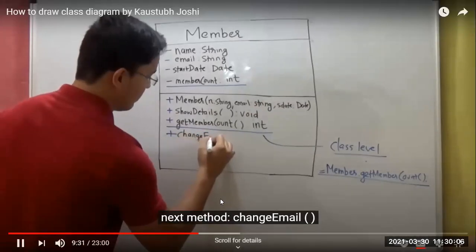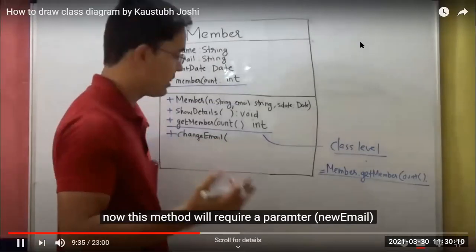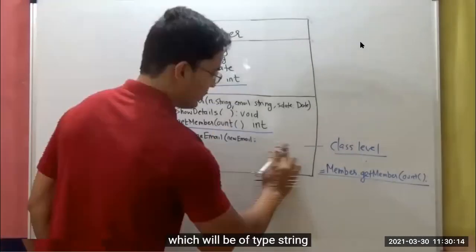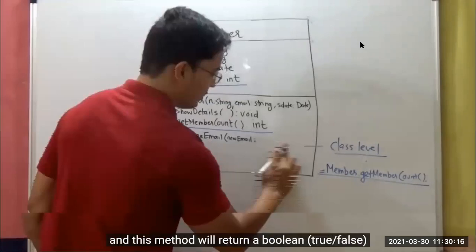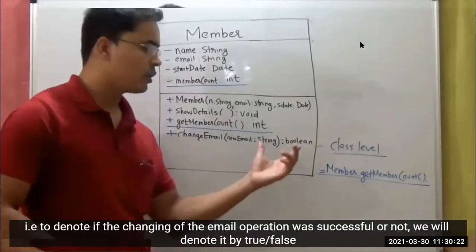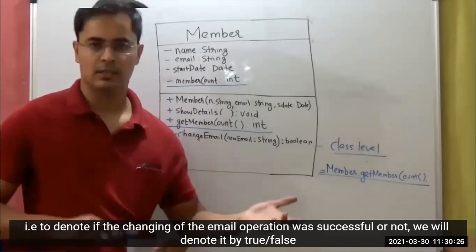Change email. This method will require a parameter, new email, which will be of type string. This method will return a boolean, true or false, just to denote whether the change email operation has been successful or not.